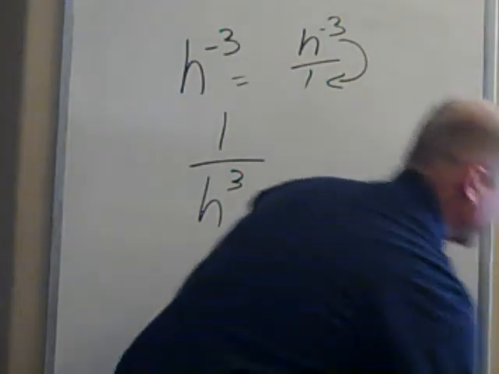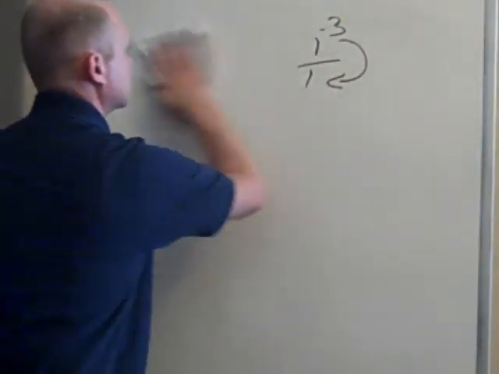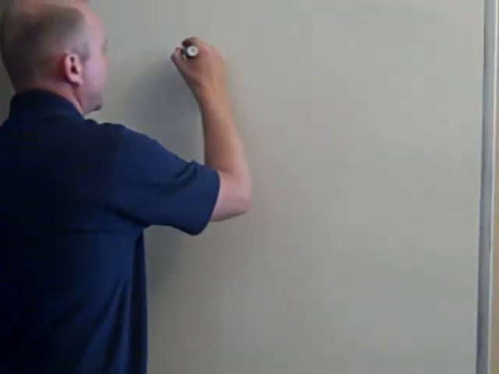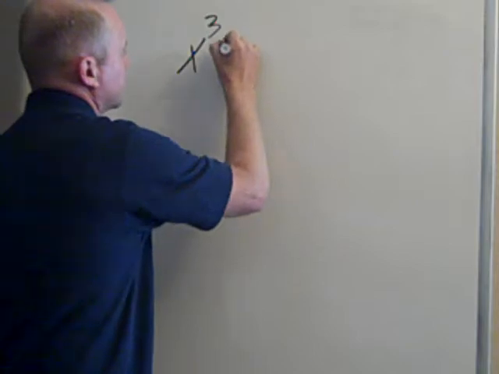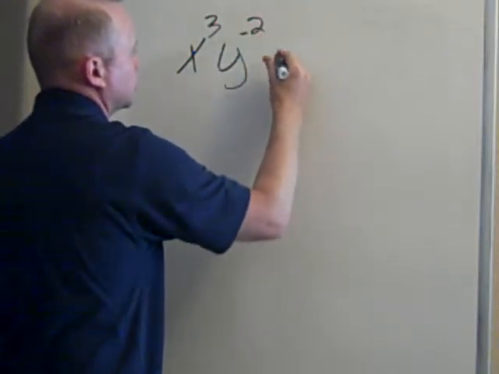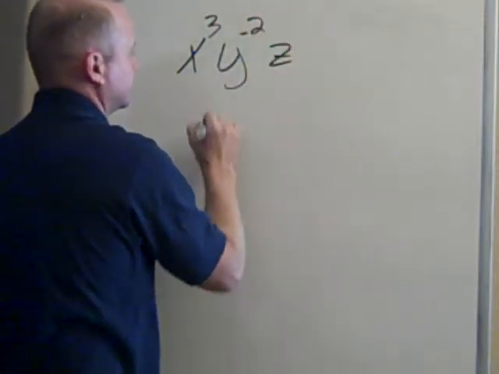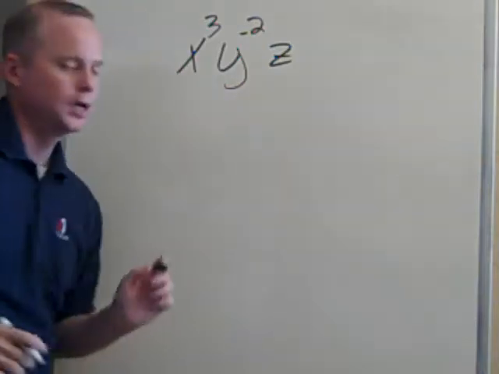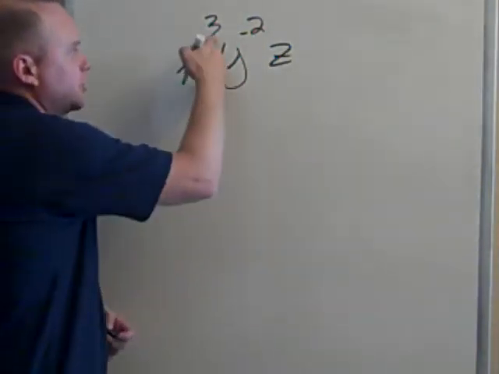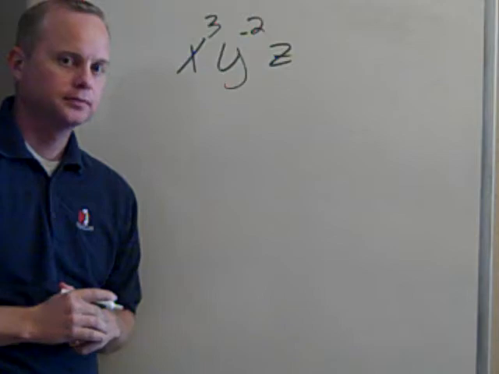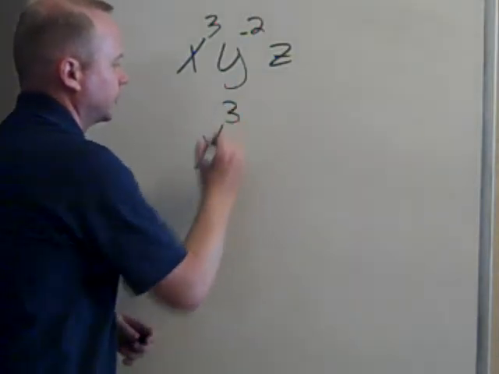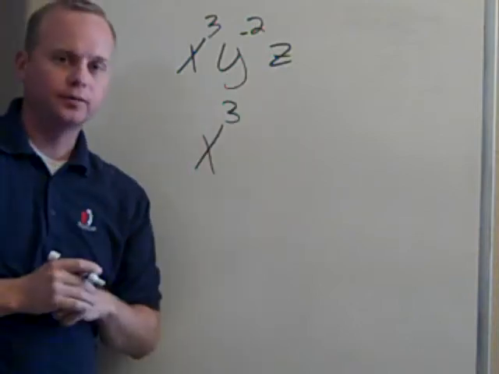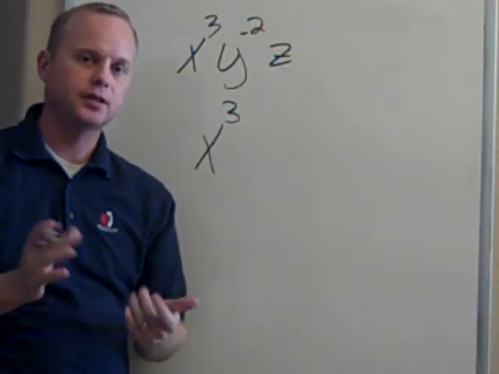Okay, so let's look at another one here. If I have x to the third, y to the negative 2, z. On this particular one, this 3 only applies to the x. It's already positive, so I'm going to leave it right where it's at. X to the third. This y, however, is a negative, and we can't have negatives in the exponent.